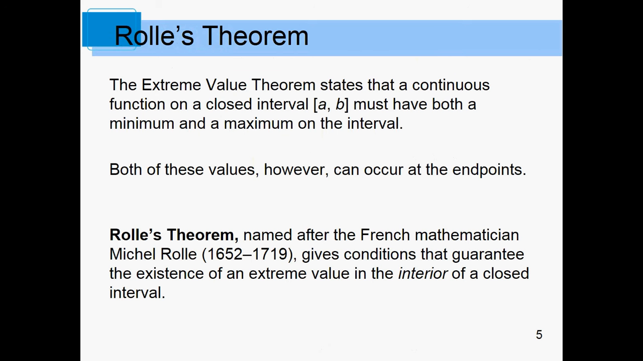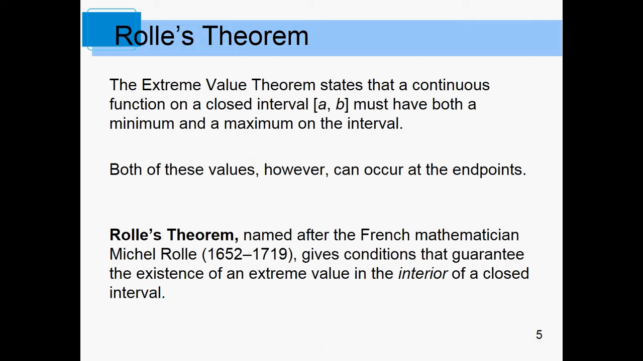So Rolle's theorem, we're going to start with the extreme value theorem that states that a continuous function on a closed interval has to have a maximum and a minimum. Okay, any function, as long as it's continuous, has to have a high point and a low point. That makes sense. Even if it's straight, every point is a high point and a low point. So it doesn't matter. As long as it's got a closed interval, and it's continuous.